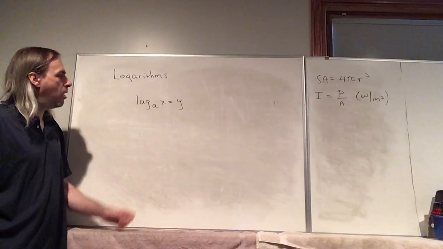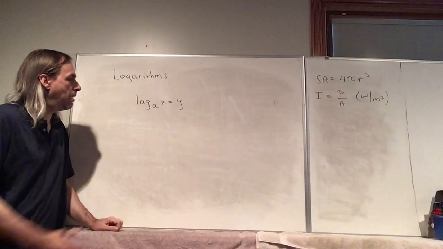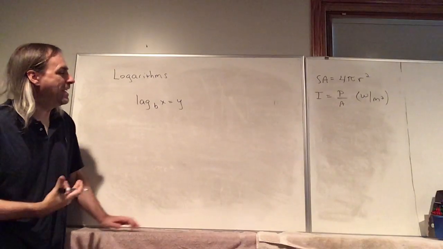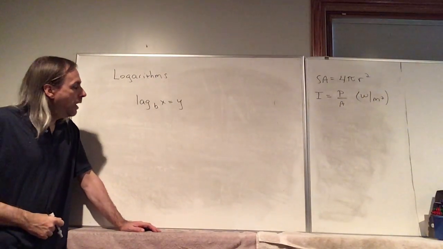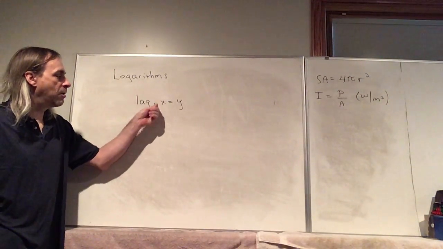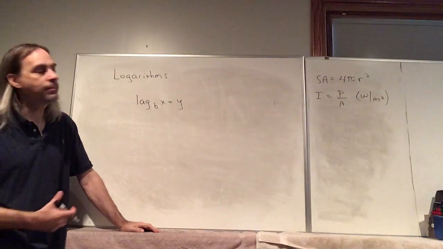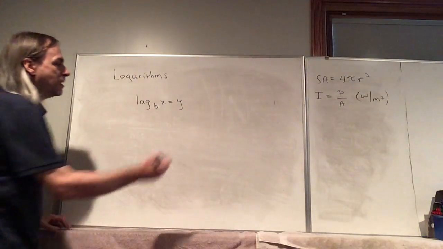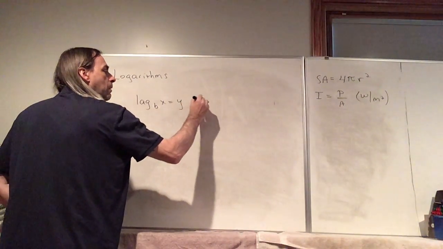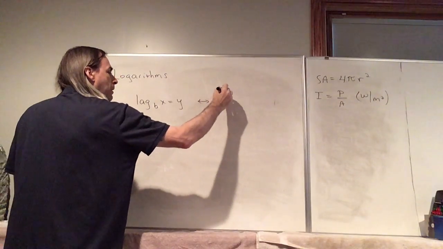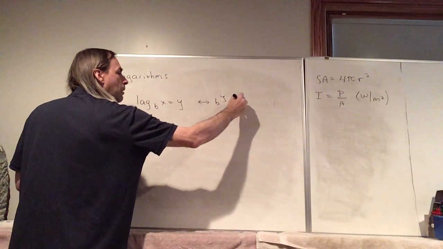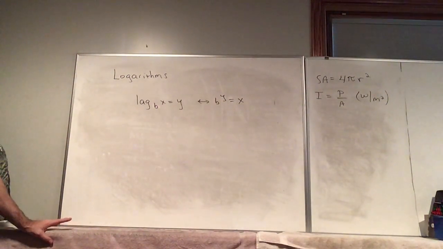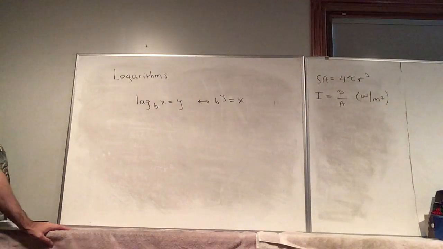So you have logarithm, this a here. Now let me change it to b. That's the base of the logarithm. So we're saying the logarithm to a particular base of x equals y. What does this mean? This means that b to the power y equals x. So this is how these variables b, x, and y are related.